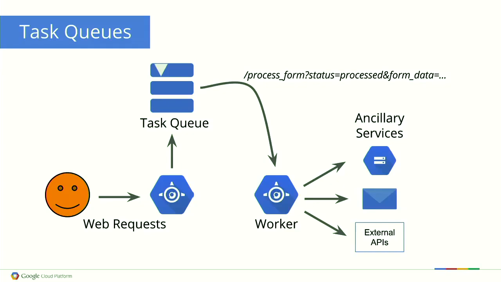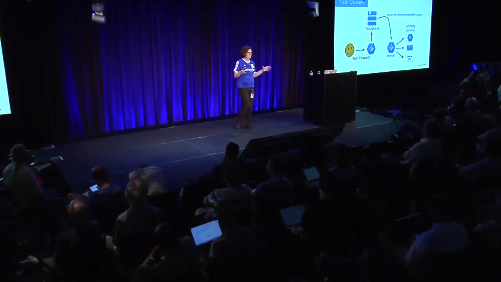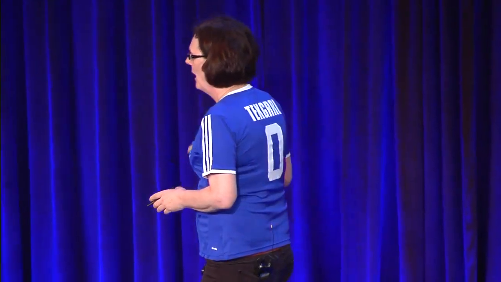The task queue effectively has tasks which are webhooks, and they're handled by other App Engine instances, instances specifically written to handle those requests. And these can run for longer than 60 seconds. They can run continuously, or they can run for a longer period of time. What they can do is process all of these jobs outside of the user request, in the background.